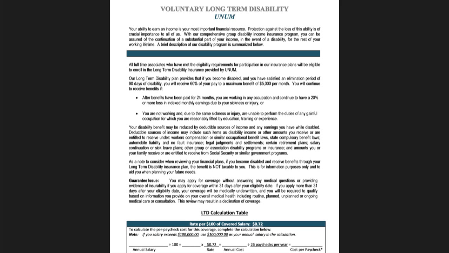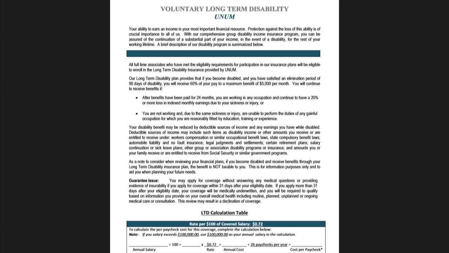You'll continue to receive these benefits as long as you meet the definition of disability, as well as the parameters listed beside the bullet points here in the guide. If your disability occurs before age 60, your benefits will be payable to age 65. At age 60 or after, a benefit duration schedule applies, which will be listed in the policy certificate.